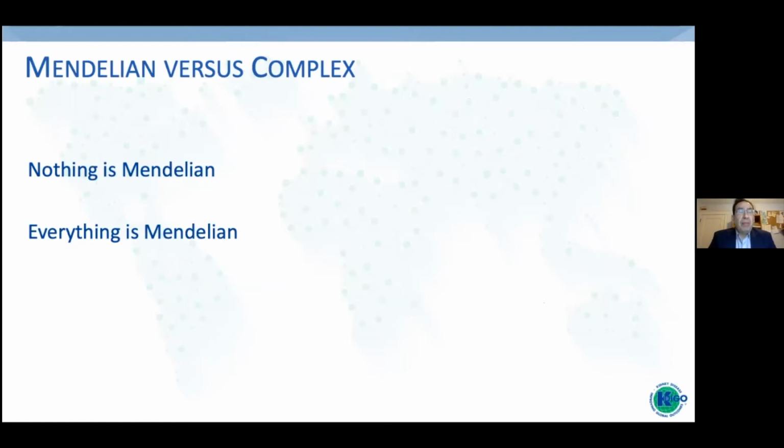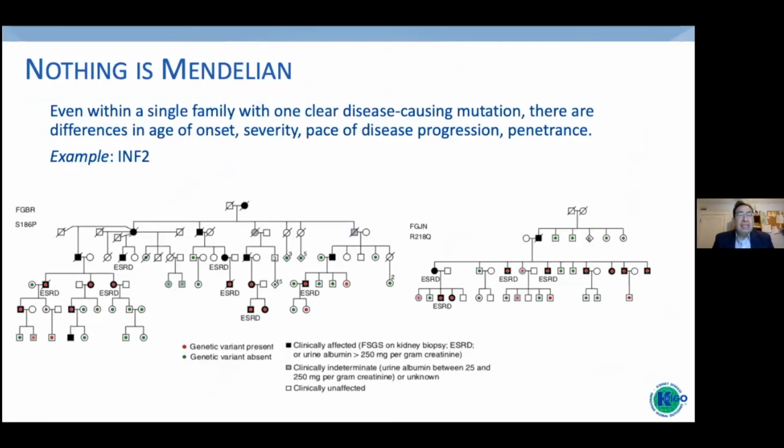So, we talk about Mendelian diseases and complex diseases. At some level, nothing is Mendelian, and at another level, one could argue everything is Mendelian. Nothing is Mendelian in the sense that even within, say, a single family with one clear disease-causing mutation, there are differences in age of onset and severity, and the pace of progression and the penetrance. The NPHS2, which we just talked about, is one such example.